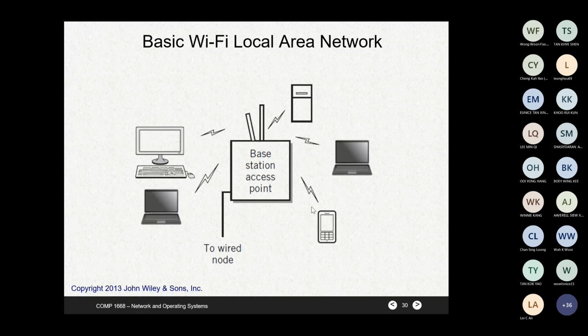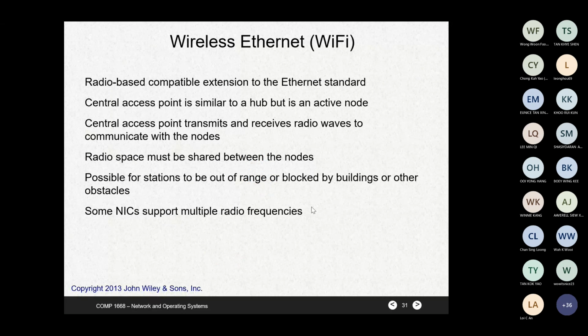This is an example of a basic Wi-Fi local area network, wireless Ethernet, or what we call Wi-Fi, following the Ethernet standard. I hope you understand the difference between Internet and Ethernet. We are not talking about Internet now, we are talking about Ethernet. Wi-Fi is based on 802.11, depending on the Wi-Fi type.